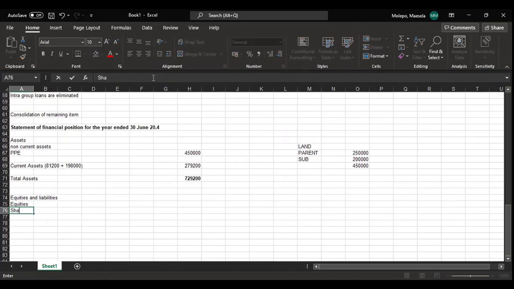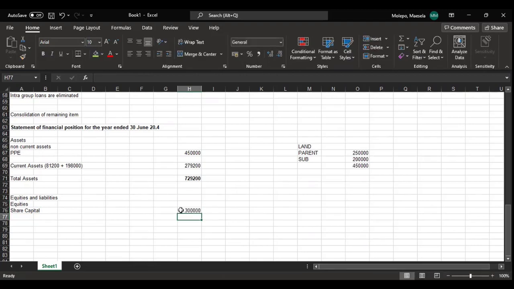Share capital, we only focus on the one for parent. The share capital for parent is how much? 300,000. And then the retained earnings for parent. So this one, it will be for parent.